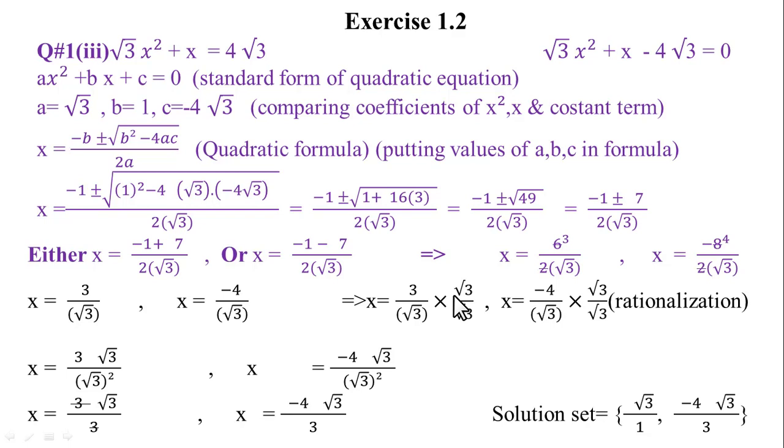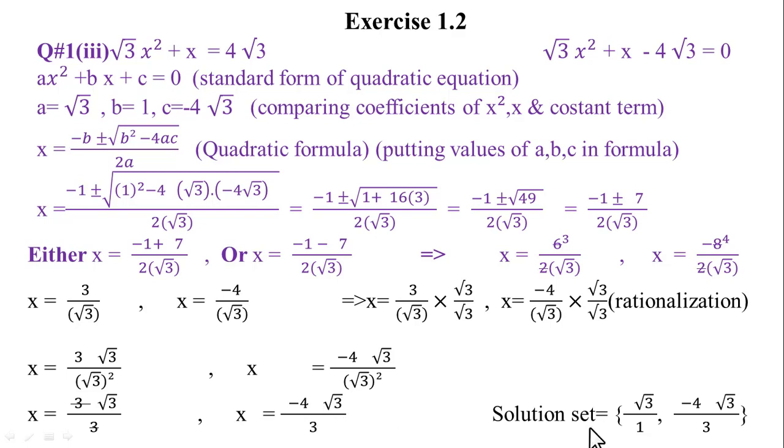So multiplying by square root of 3 and also dividing by square root of 3, this implies that x is equal to 3 upon square root of 3 multiplied by square root of 3 upon square root of 3, or x is equal to minus 4 upon square root of 3 multiplied by square root of 3 divided by square root of 3. So x is equal to 3 into square root of 3 divided by square root of 3 whole square, or x is equal to minus 4 into square root of 3 divided by square root of 3 whole square. 3 cancels out by 3, so x is equal to square root of 3, and also x is equal to minus 4 multiplied by square root of 3 upon 3.